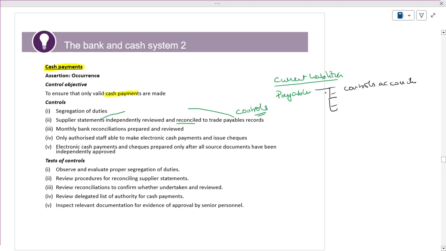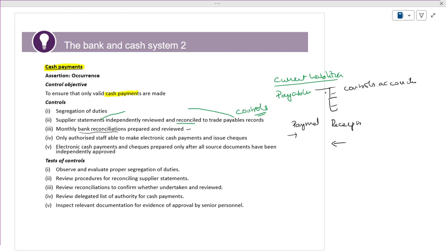You should not only independently review and reconcile, but you should also have a monthly bank reconciliation. Payments are definitely made through the bank. If you look at the practical bank reconciliation of your own firm, you will have debits and you will have credits: to whom you have to pay and from whom you have received. You should do a monthly reconciliation.